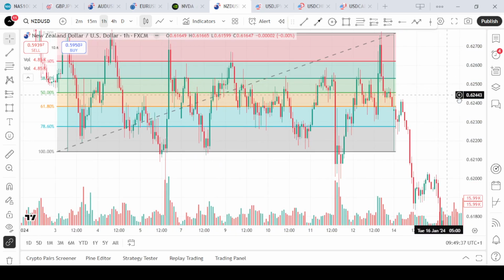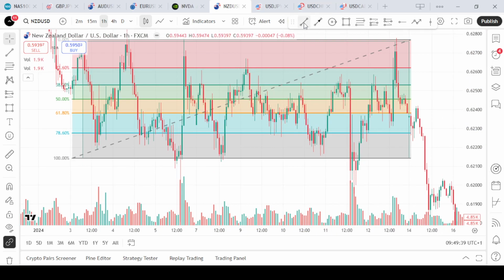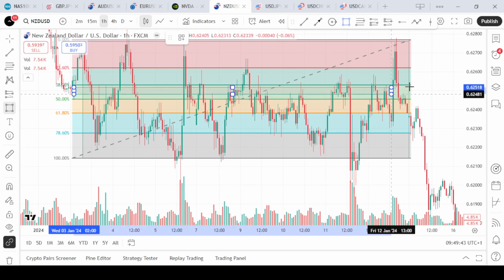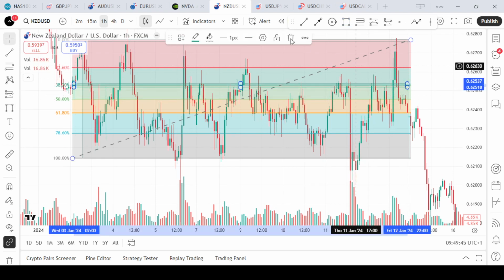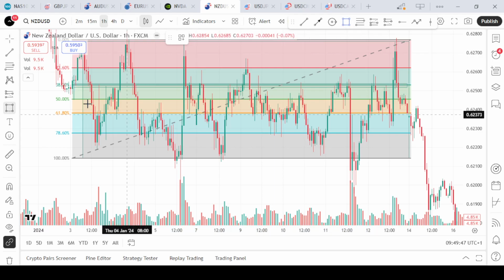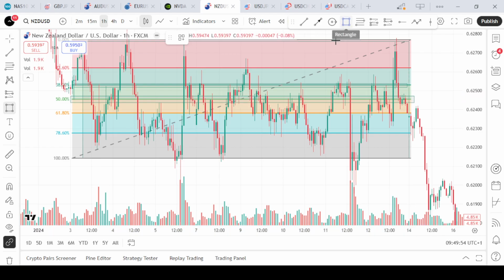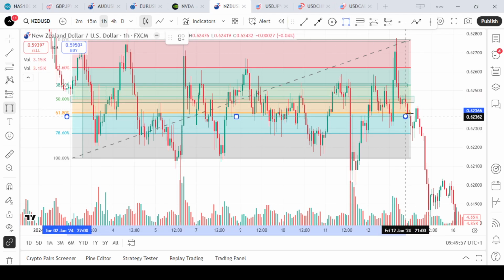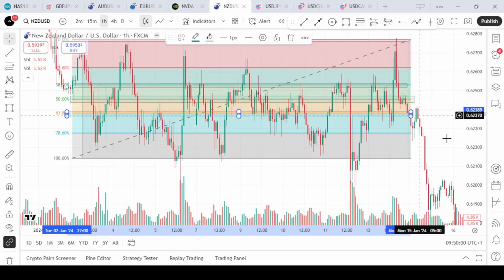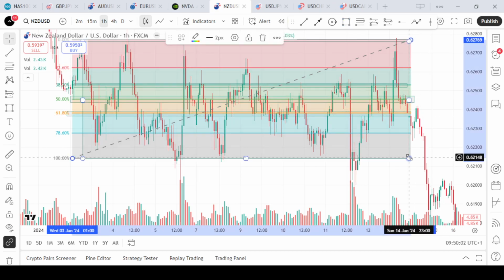Our key levels are our 38.2 level, our 50% level, and our 61.80 level. These are the levels that we are looking at for this example.